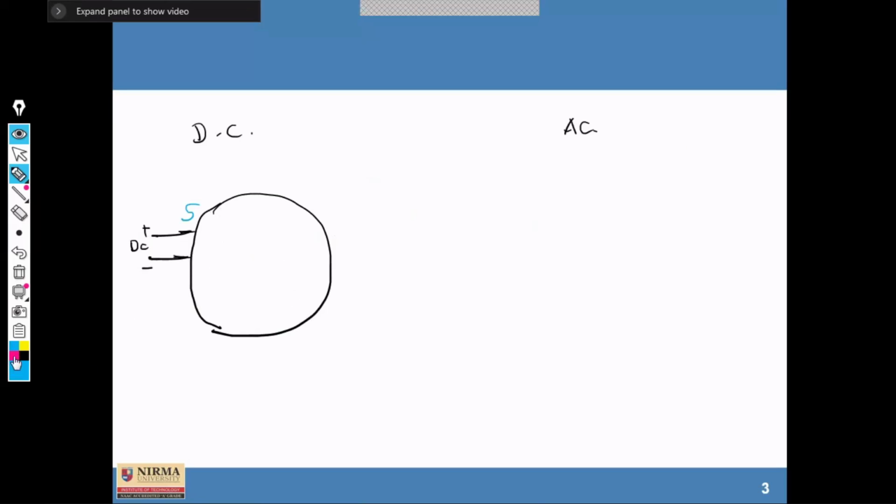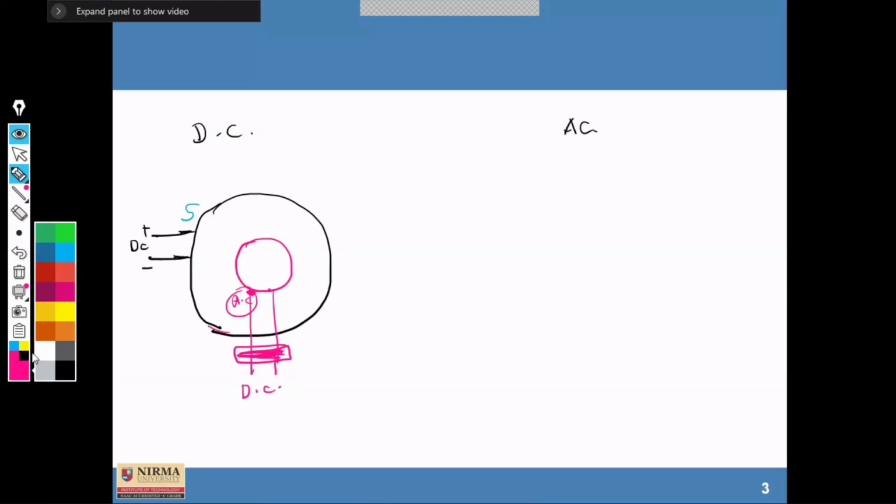Clear? Also, we give the supply to the rotor with the help of a commutator. I'm talking about motor right now, right? So DC supply is given here, and one commutator is used here because we need to give supply to the rotor also. So it is AC now. Clear? So two different types of magnetic field are created, as we discussed previously.